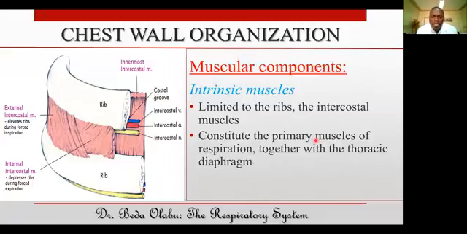You remember that the thoracic diaphragm is not necessarily a part of the thoracic wall, but rather it separates the thoracic cavity from the abdominal cavity. So the thoracic diaphragm and intercostal muscles are the primary muscles of respiration. We'll be talking about that shortly.